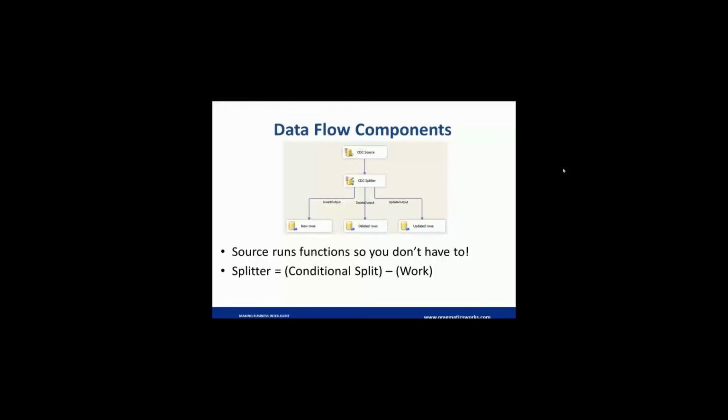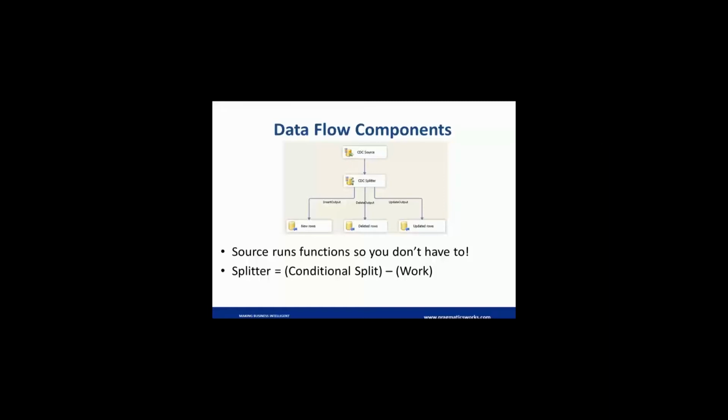What you'll also see when we look at the change tracking tables is that each one of these operations gets a different change data capture ID, a number that's associated with it. It's going to be a number from 1 through 4.